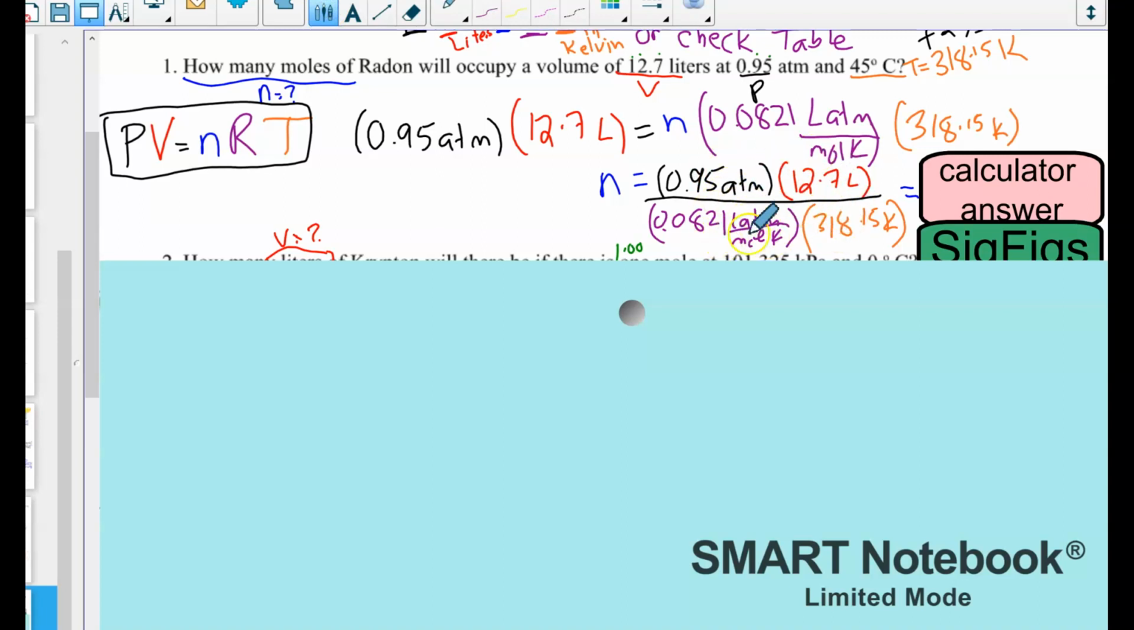Now let's look at why this R value has those weird units. If we have atmospheres on top and we have atmospheres on the bottom, it cancels. If we have liters on top and we've got liters right there, it cancels. Then over here, we've got Kelvin in the numerator of the denominator and then Kelvin in the denominator of the denominator. Those cancel. We're left with 1 over a mole.